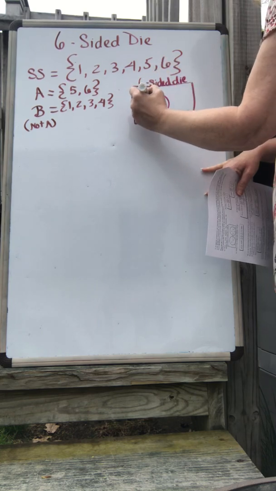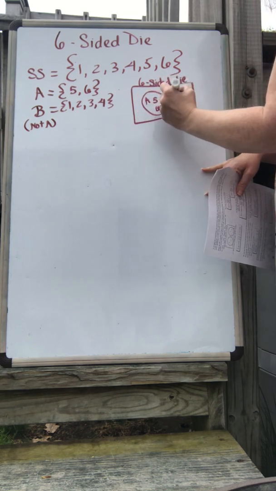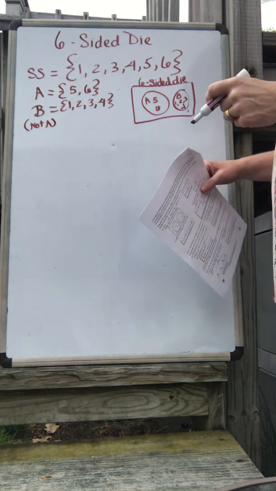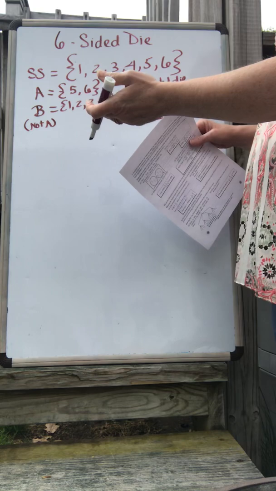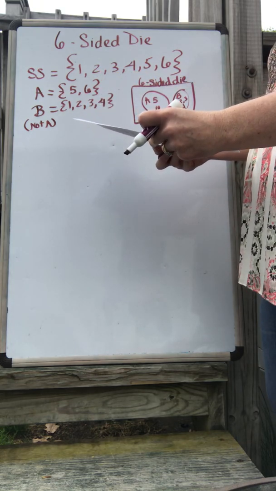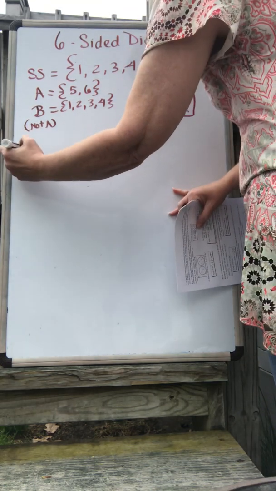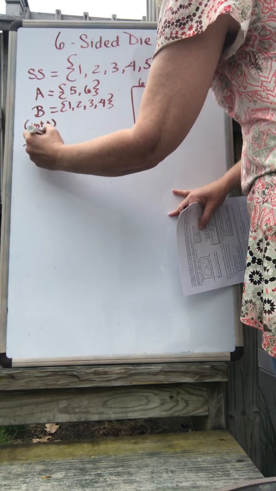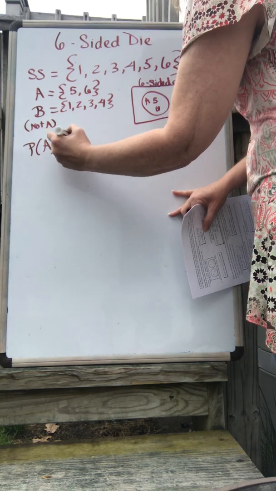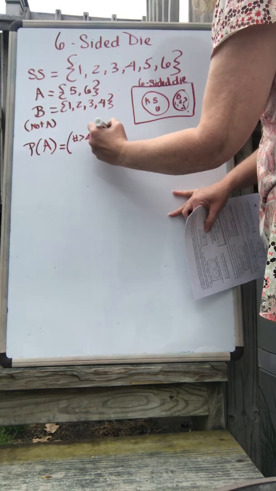Set A is here with 5 and 6, and set B is here with 1, 2, 3, and 4. They don't overlap at all because they were opposites of each other. They were complements. So now they want to know for B, find the probability of A, the probability of B. So the probability of getting a number greater than 4, which is what A is, would be 2 out of 6.